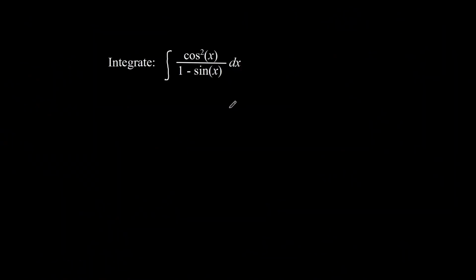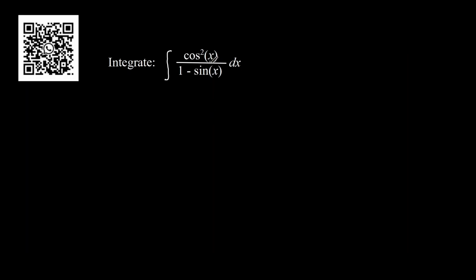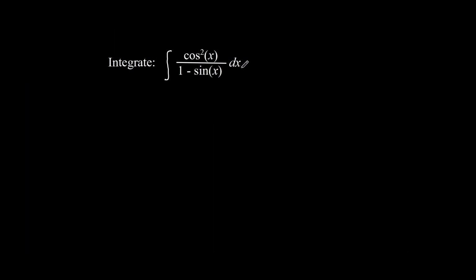Look at this question. It looks a little bit intimidating, right? In this video, I'm going to break it down for you. It says integrate cos²x over 1 minus sin x with respect to x.